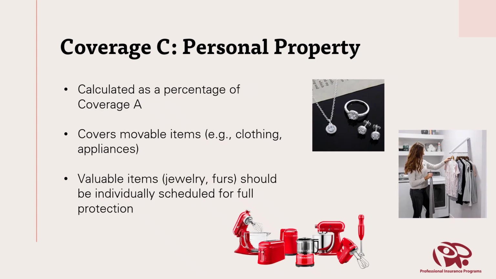Coverage C protects the things inside your home: clothing, furniture, electronics, and appliances. It's also calculated as a percentage of your dwelling coverage. Policies often have limits on certain categories, like jewelry, art, or firearms, so scheduling those items separately ensures full coverage, even for loss or theft.